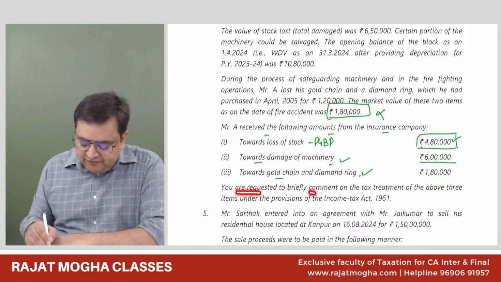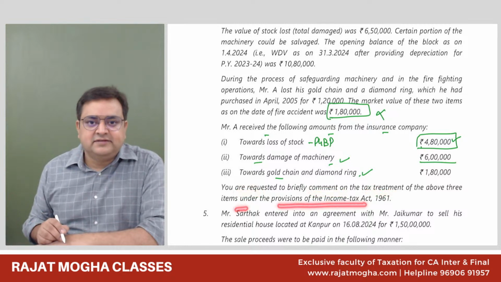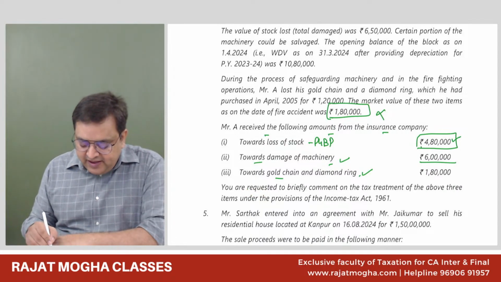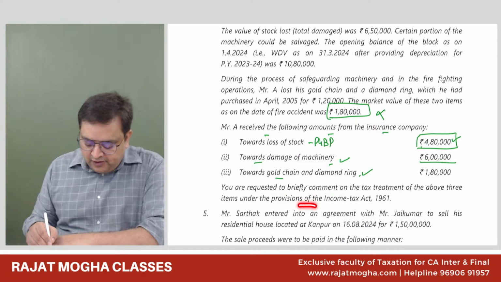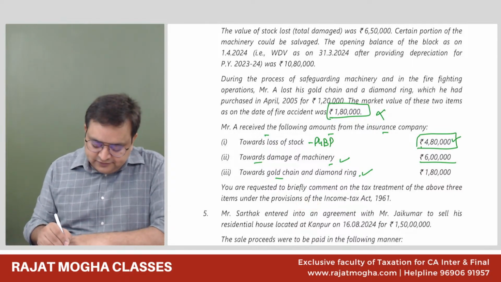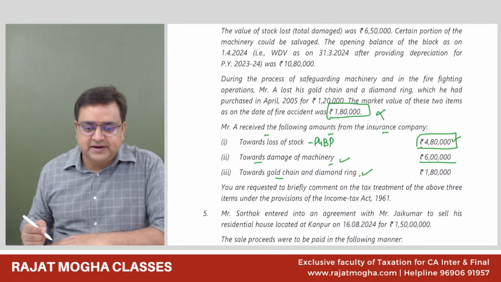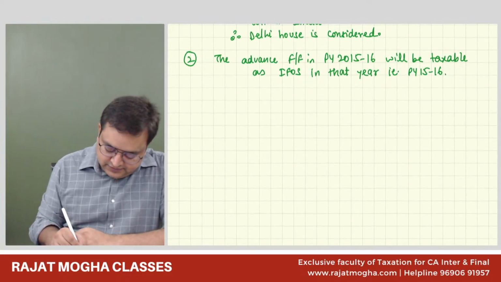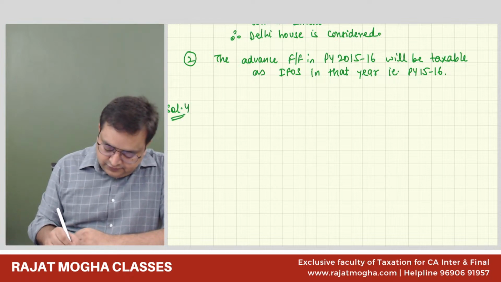You are requested to briefly comment on the tax treatment of the above three items under the provisions of the Income Tax Act. So here, what the question is asking is that we have to comment on the tax treatment of each of them. So how should we do it? Let us first pick up stock and comment on that. Very important question from an examination perspective. So this is solution number 4. First we'll comment on loss of stock.